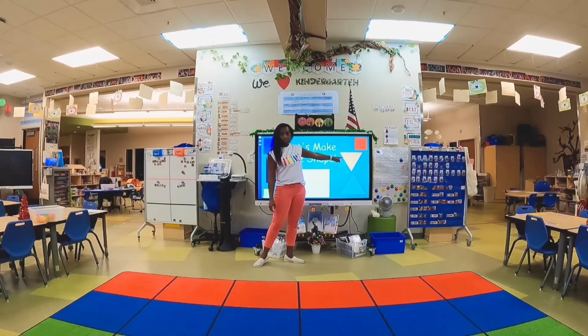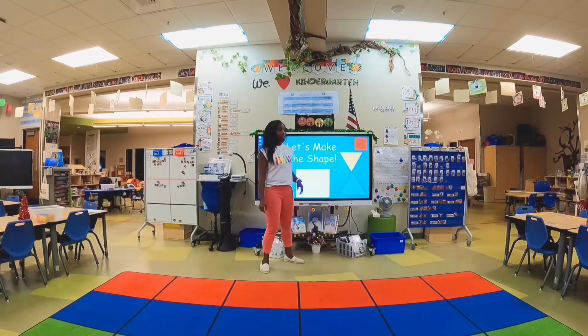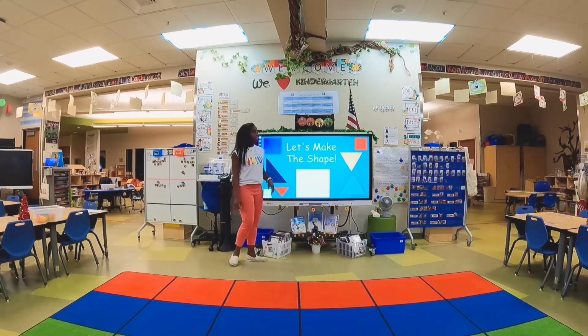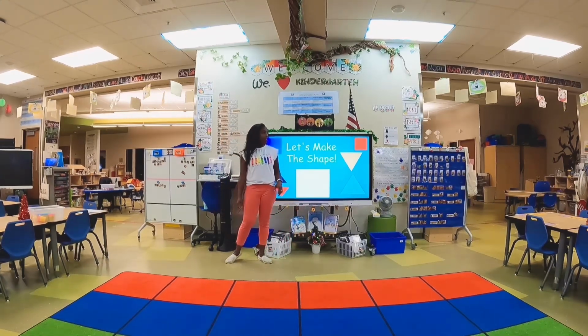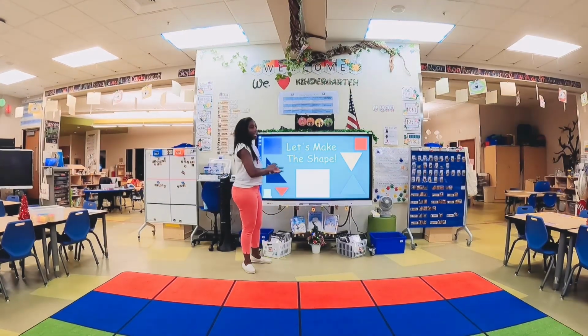What shape is this? A triangle, good job. And how many sides does a triangle have? 3. Good job, friends. Hold it up in the air once you're done. Everybody, good job. All right, let's ball that shape back up into a round shape.